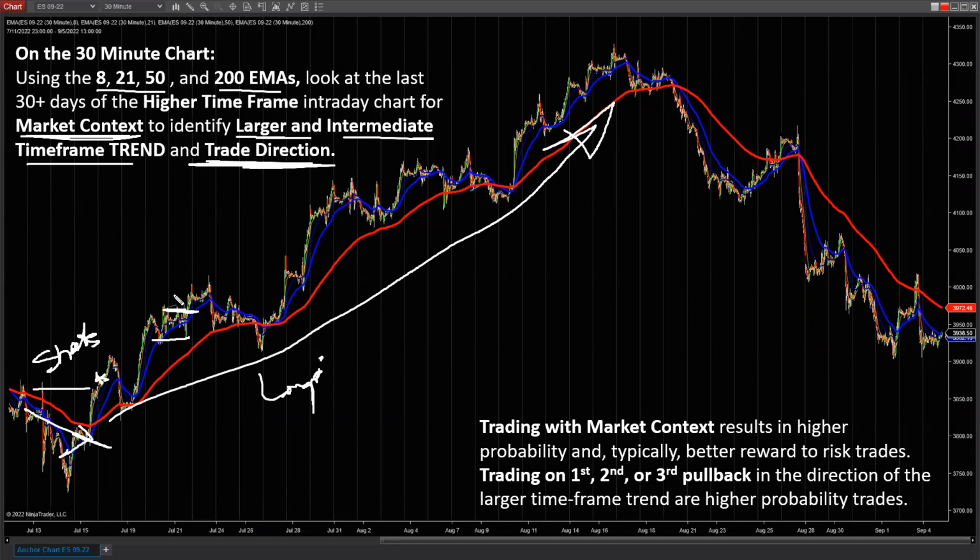Whenever you see some type of retest and a failure, that's when you can start looking at possibly trading it back. But you don't want to overstay your welcome. Okay, when you're trading against the larger time frame, don't overstay your welcome.